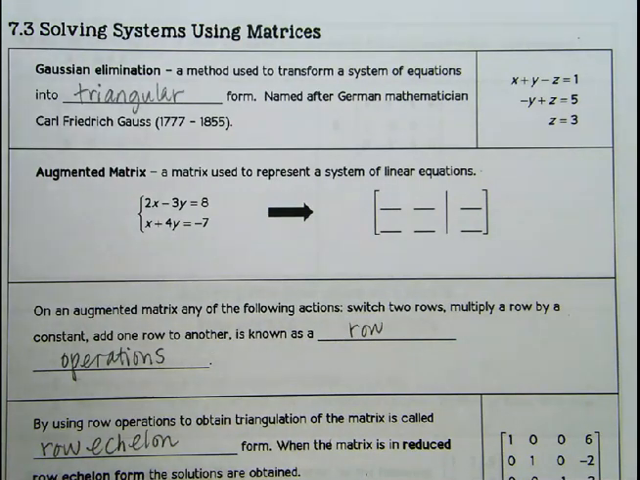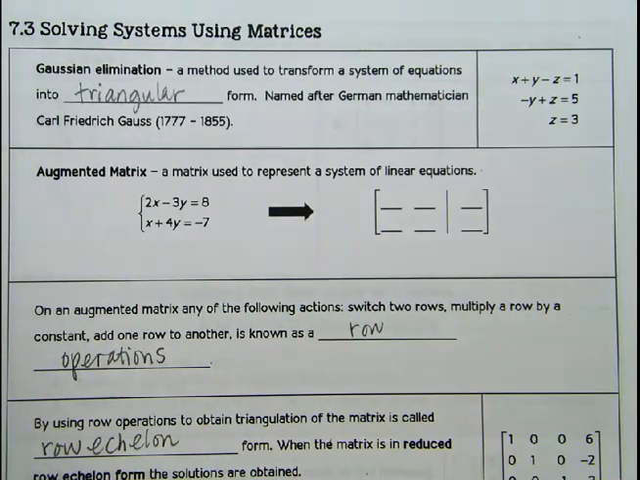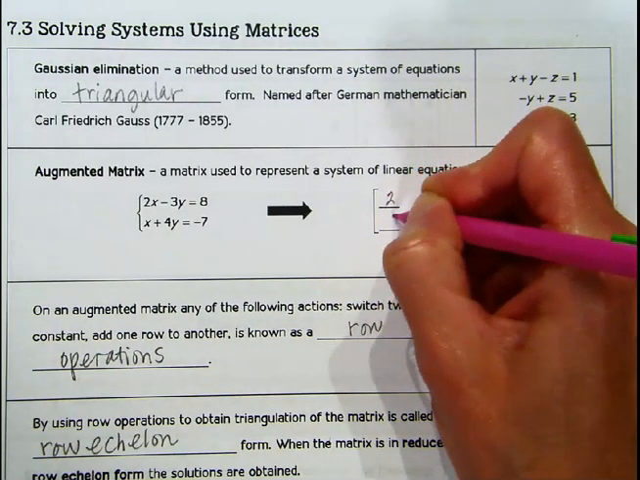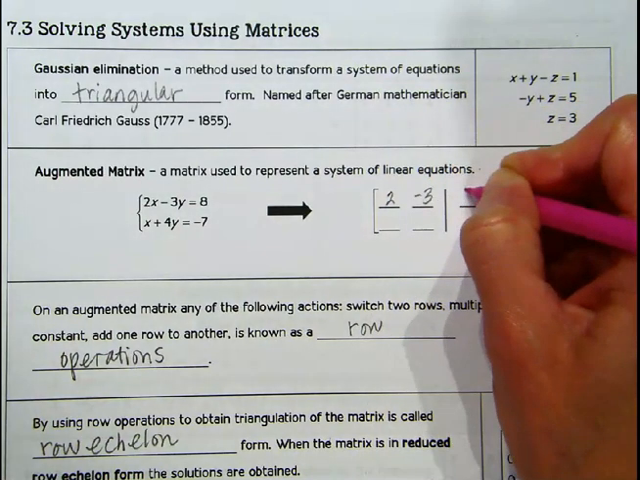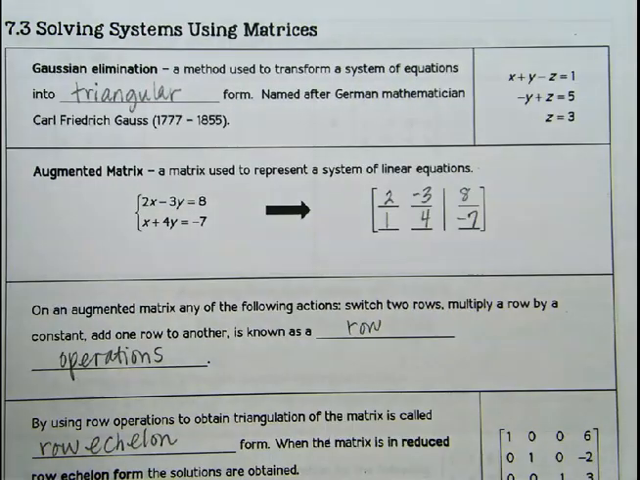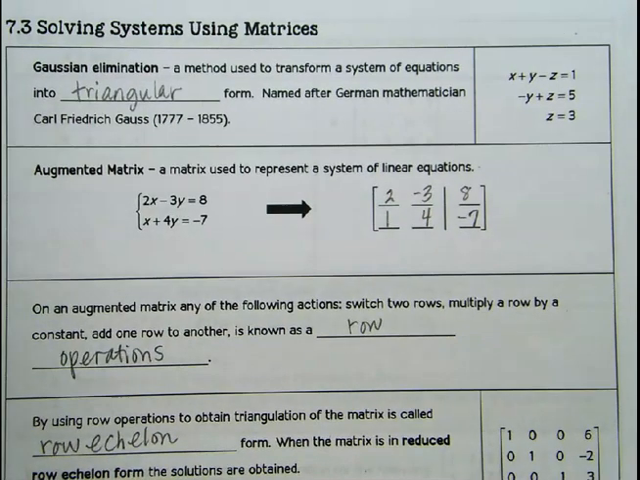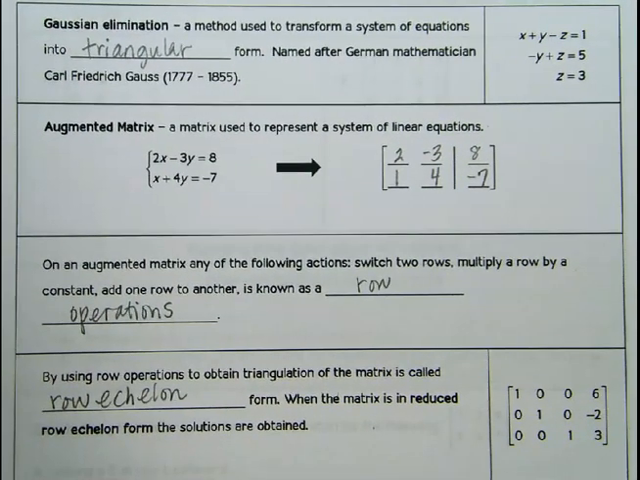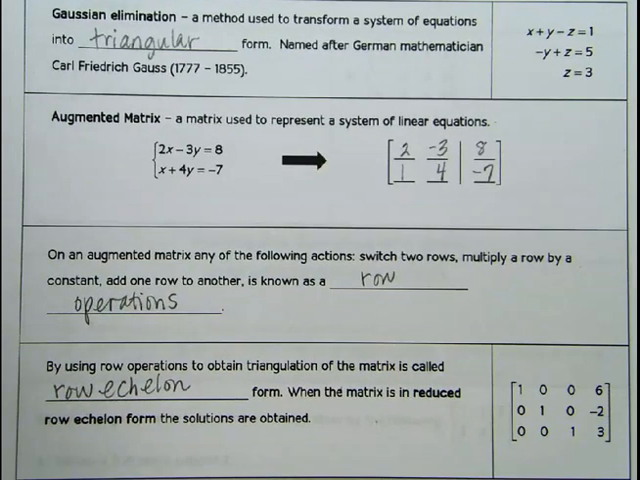So if we have our linear equations like you see right here, and then we put it into matrix form, it is just the coefficients only, in the order of a standard form, basically. So it would look like that. On an augmented matrix, any of the following actions, like switching two rows, multiplying a row by a constant, adding one row to another, is known as row operations. Using row operations to obtain triangulation of a matrix is called row echelon form. When the matrix is in reduced row echelon form, the solutions are obtained.